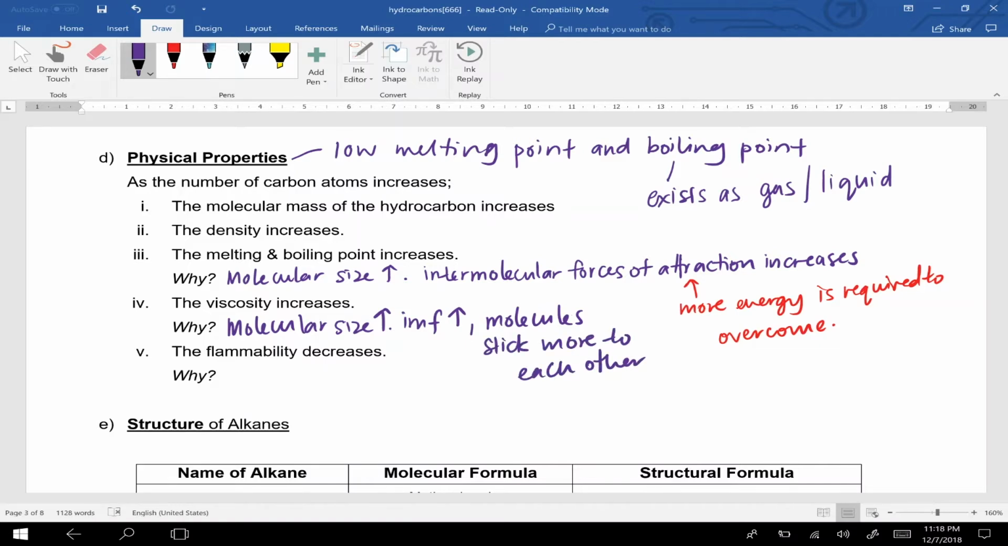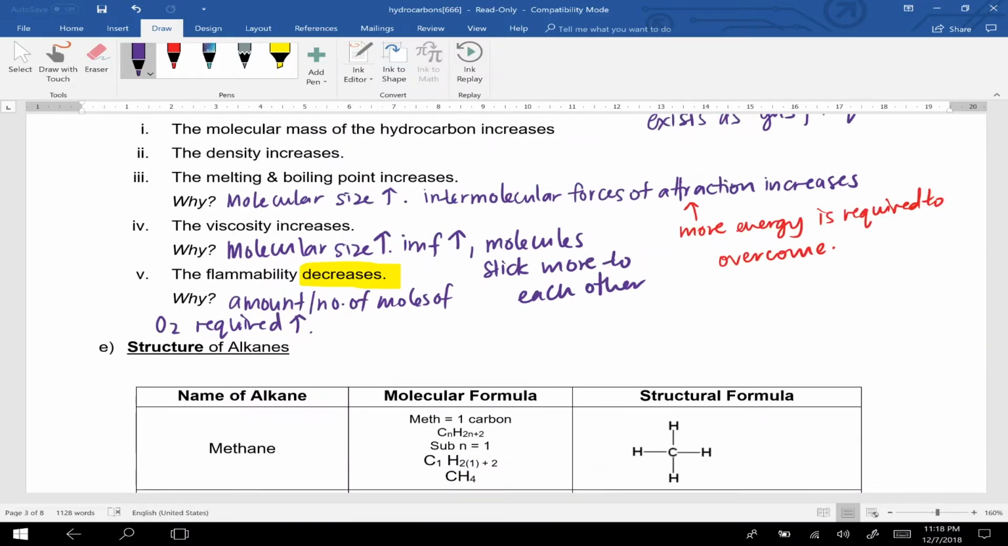Okay, next, the flammability decreases. So here please highlight, because this is the only one that decreases, the rest all increase. So why does flammability decrease? Because as you increase the number of carbon atoms, the amount, or number of moles, of oxygen required to burn increases. So it gets more and more difficult because more oxygen is required.